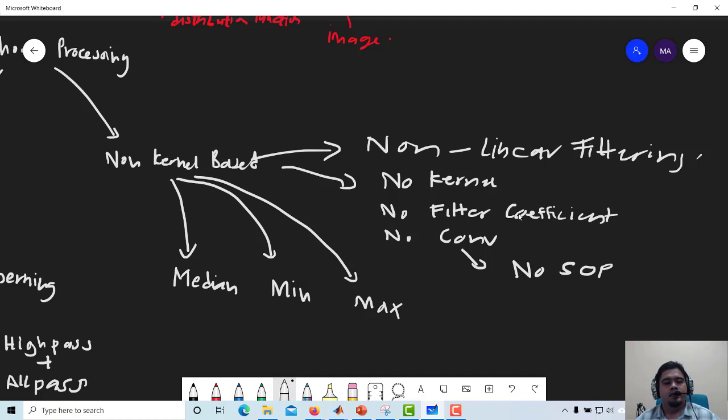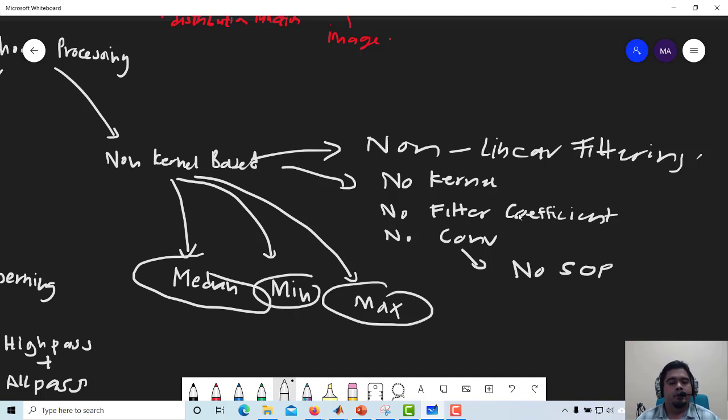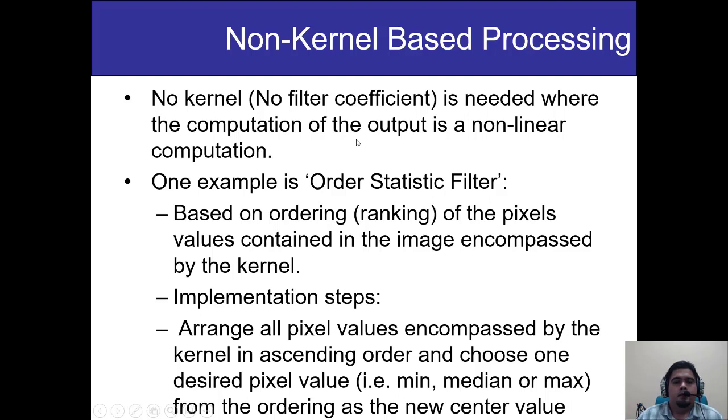Examples of non-kernel-based operation are the median, mean, and maximum filters. Among these three, the very dominant one is the median filter. We will discuss it in the slide later. So let's go back to our slide. I already discussed this.